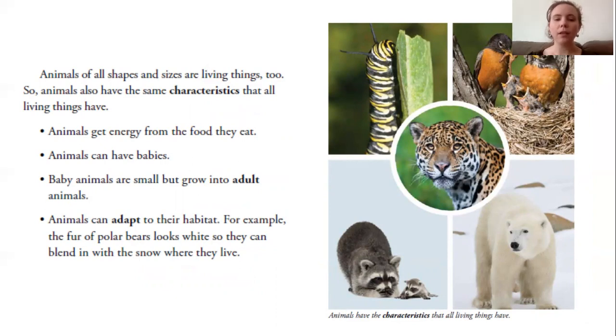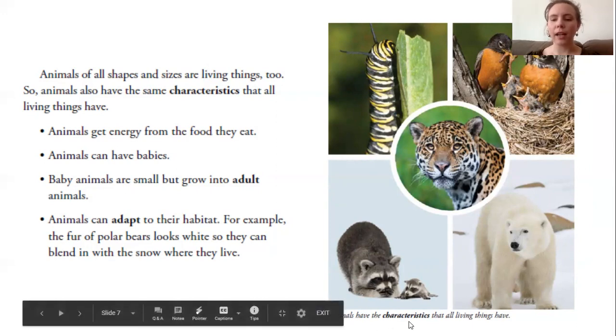Animals can adapt to their habitat. For example, the fur of polar bears looks white so they can blend in with the snow where they live, kind of like that rabbit that we looked at in our vocabulary preview. So animals have the characteristics that all living things have.